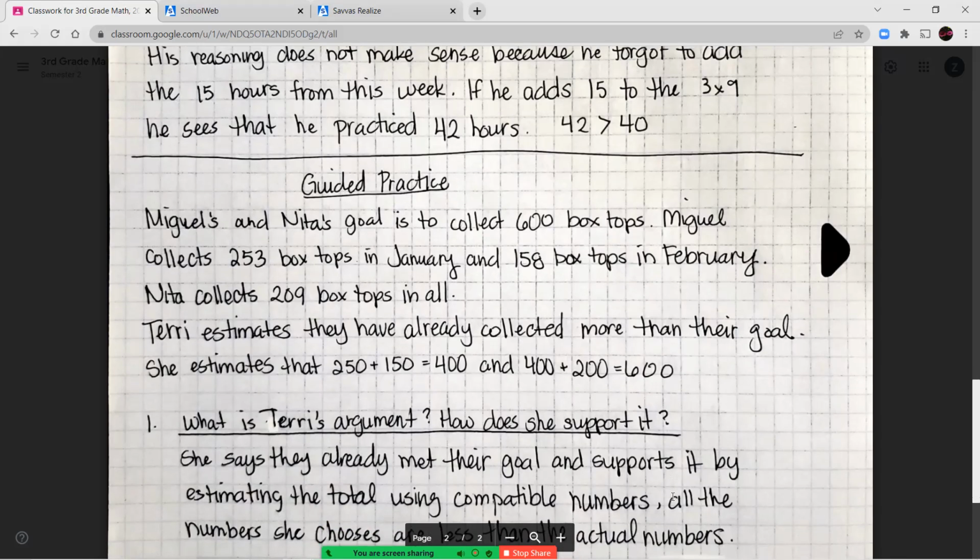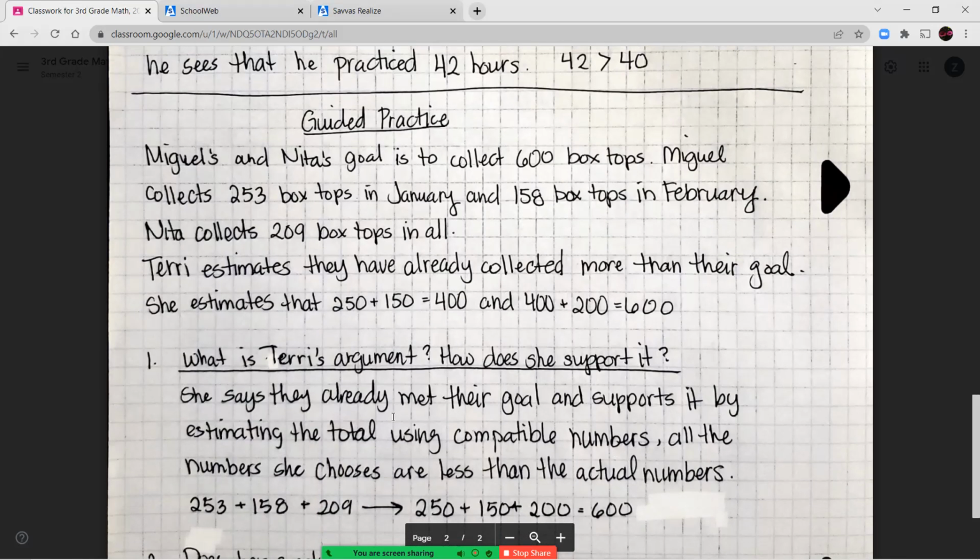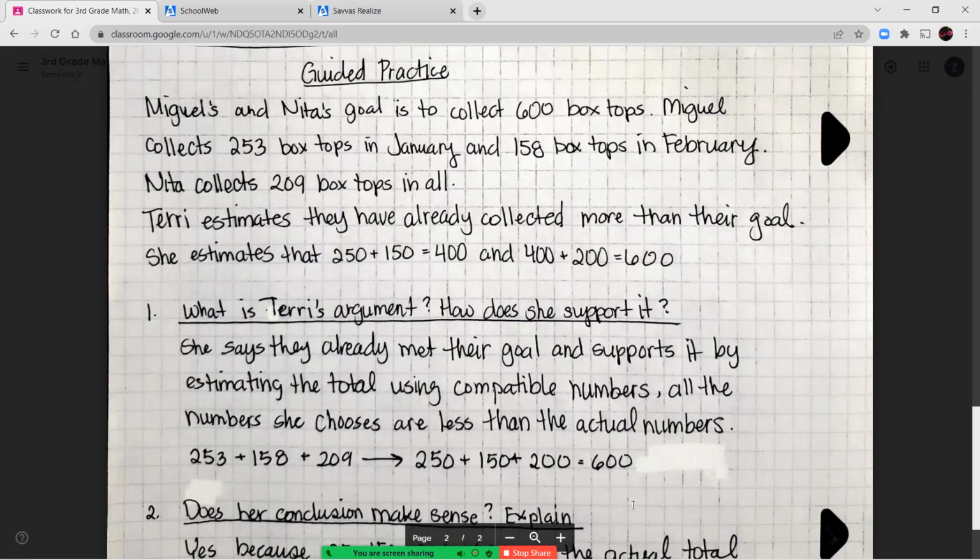Number 1 asks us, what is Terry's argument and how does she support it? So she says they already met their goal, and she supports it by estimating the total using compatible numbers. All the numbers she chooses are less than the actual number. So 253 rounds down to 250. 158, she made that 150, and 209, she made that 200. 250 plus 150 plus 200 equals 600.